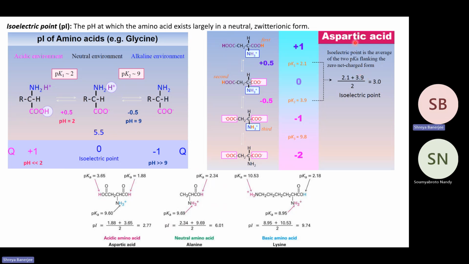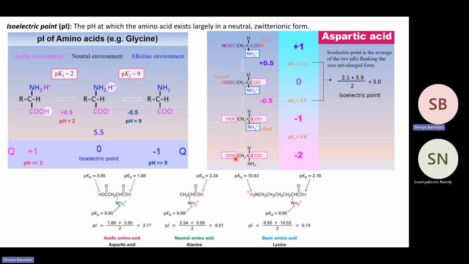Now, in order to calculate Pi, there are three pKa's, one for the main chain COH, one for the side chain COH, and one for the NH3 plus. What we have to do is see which is the zero charge form, and take the two pKa's on either side of the zero charged form. So 2.1 and 3.9. Taking the average of that will give you 3, which is the isoelectric point in aspartic acid.